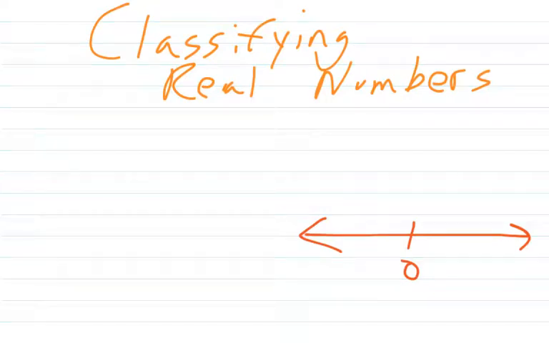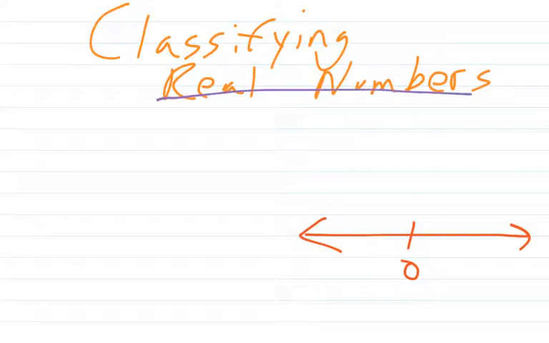Hello everybody. Today we're going to talk about classifying real numbers. And really we're just going to start talking about classifying real numbers because all we're going to focus on today is, after we know a number is a real number, determining if that number is either rational or irrational. But before we do that, let's just talk about real numbers, okay?